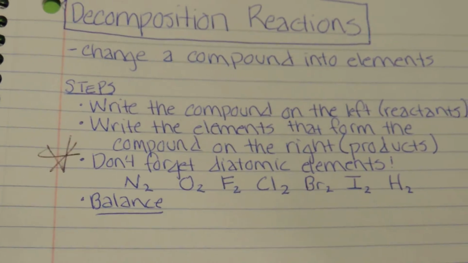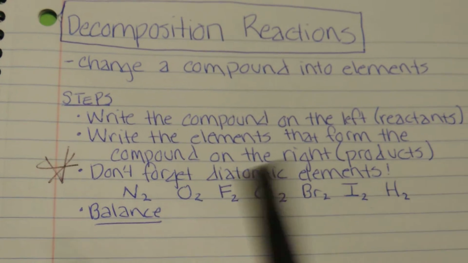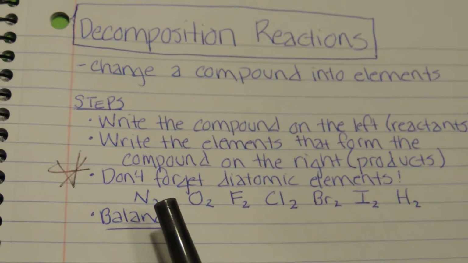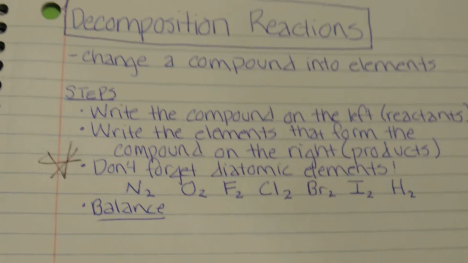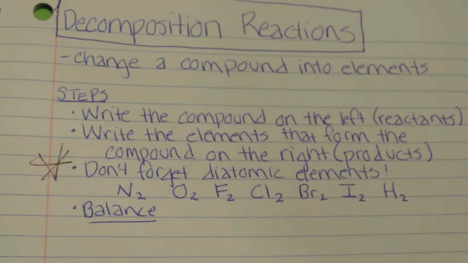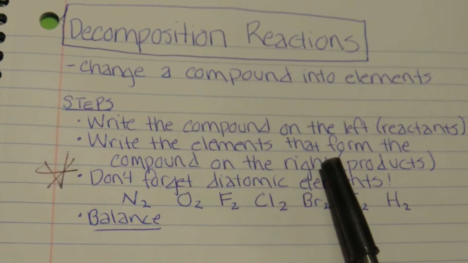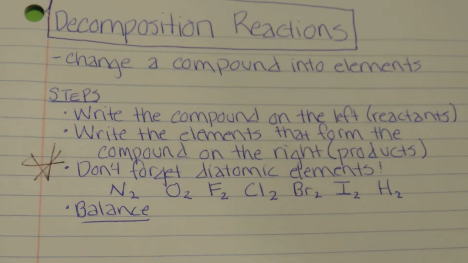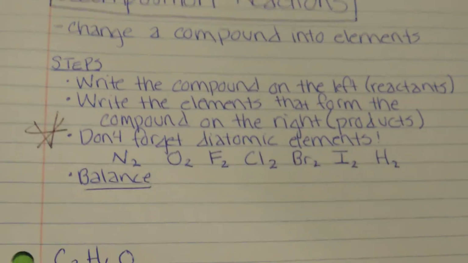And here, I just want to mark this one. Please don't forget your diatomic elements. When you write the elements that form the compound on the right-hand side, if you write N, O, F, Cl, Br, I, or H, all of them need to be written in pairs because they are diatomic, which means that they come in pairs when they're written by themselves. So on the right-hand side, when they're written as an element by themselves, you will need to include a 2 with those. Please don't forget that; it really does change how you will balance them. So your final step is balancing.